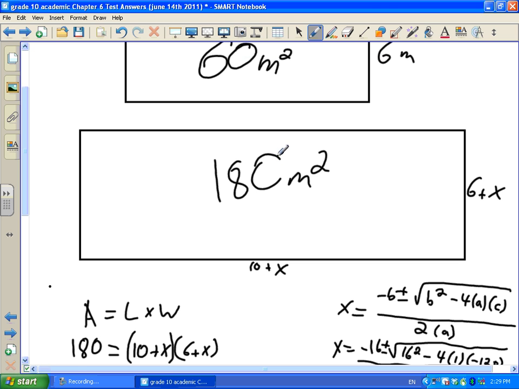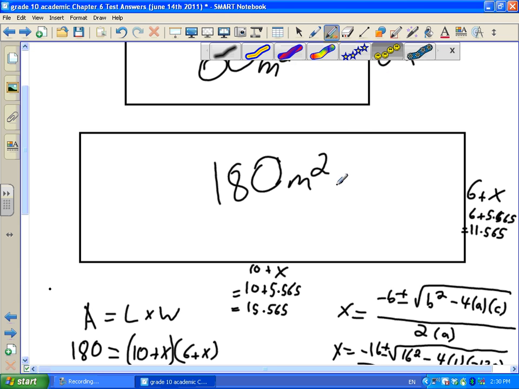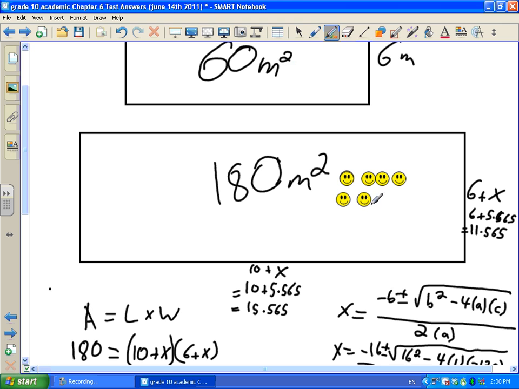So we have to actually find what the measurements of this are. So the length is 10 plus 5.565, which is going to be 15.565. That's one of the lengths. And the new width is 6 plus 5.565, which is 11.565. And we can multiply them just to make sure that we're close. When you multiply those, you would get 180.009, which is roughly 180. So those are our two new measurements.